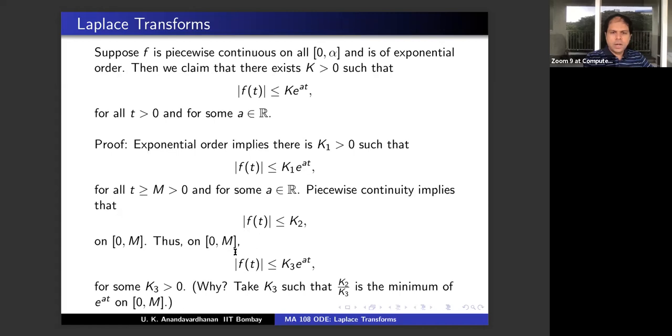So you get f(t) less than or equal to k1 e power at beyond m, and f(t) less than or equal to k3 e power at, same a, that is the point, same a up to m. So how will you get this? Take k to be the bigger among the two. So take k to be the maximum of k1, k3. So the point is, once you have piecewise continuity together with exponential order, then throughout you can do this. Exponential order is not enough to conclude this. You are also using piecewise continuity. Okay. So for all t positive, this is true.